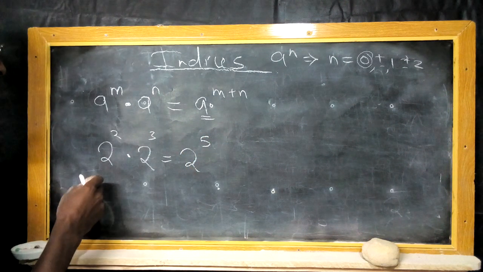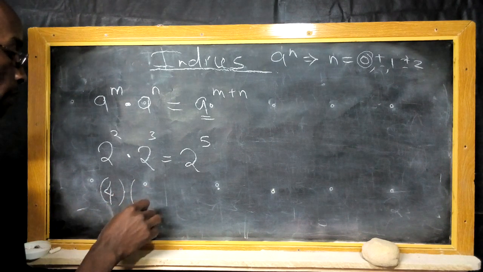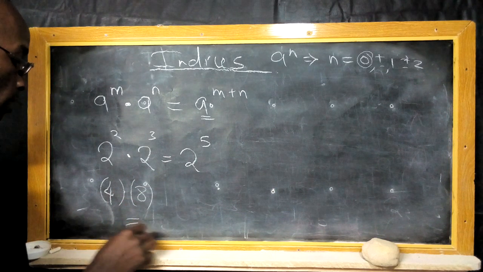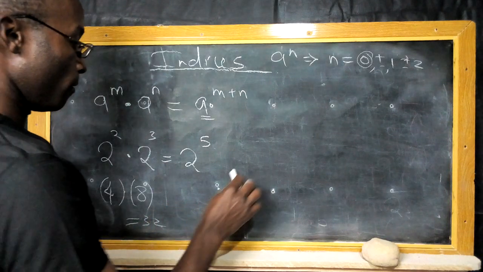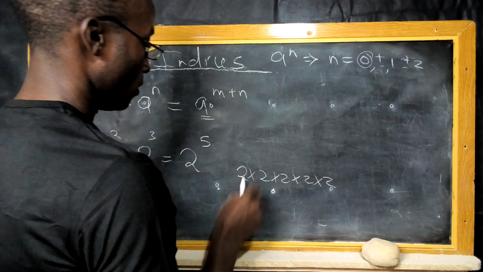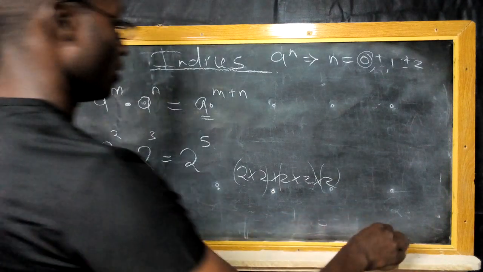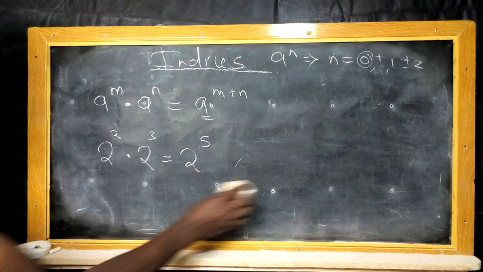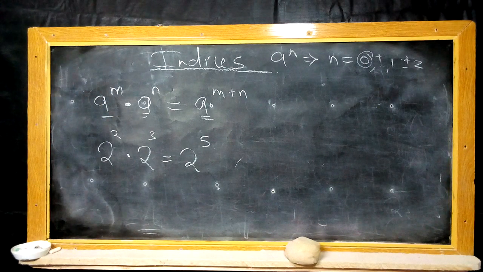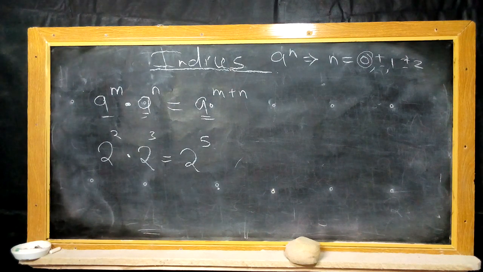So if we do just a simple multiplication, this is 4 multiplied by 2, this is 8, and we're going to get 32. So 2 to the power 5 is 2 times 2 times 2 times 2 times 2. So this is 4 times 4, 16 times 2, 32. So the product is the same. So whenever we have two exponential expressions with the same base, of course, we shall have to add the powers.